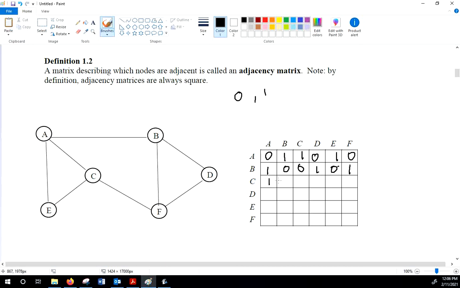C is connected to A, not B, not itself, not D, but it's connected to E and F. D is connected just to B and F. E is connected just to A and C. And F is connected to C, B, and D. And there we have it. We have an adjacency matrix. So believe it or not, when you see this matrix, you think this graph.